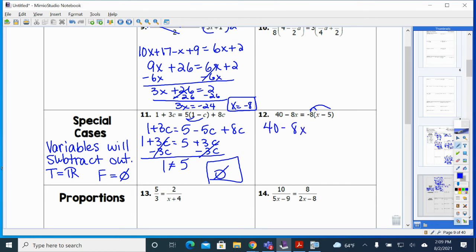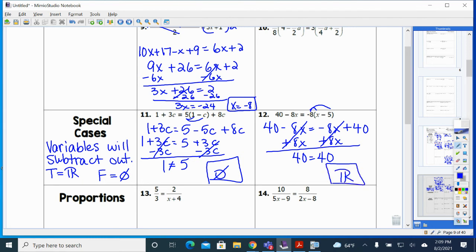On number 12, to do this one, we're going to start out with distributive property. -8 times x is a -8x, and -8 times a -5 is a positive 40. So from there, I'm going to add 8x. And again, what happens is your variables subtract out on both sides of the equation. But if you look at what's left, that's true. Because that's true, my solution is all real numbers.